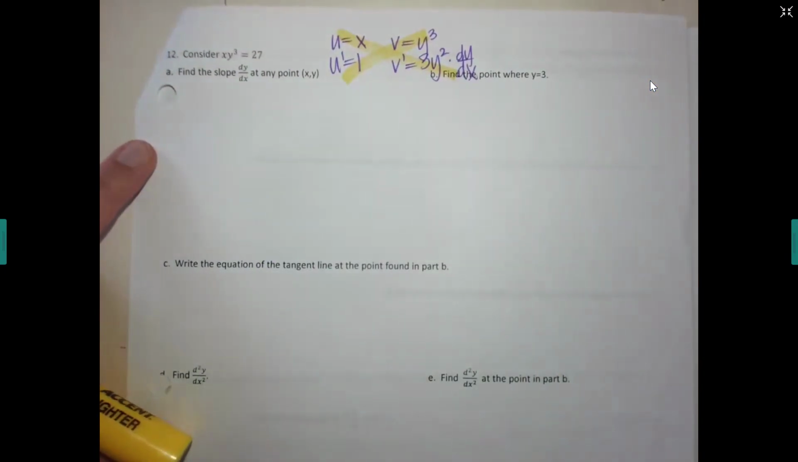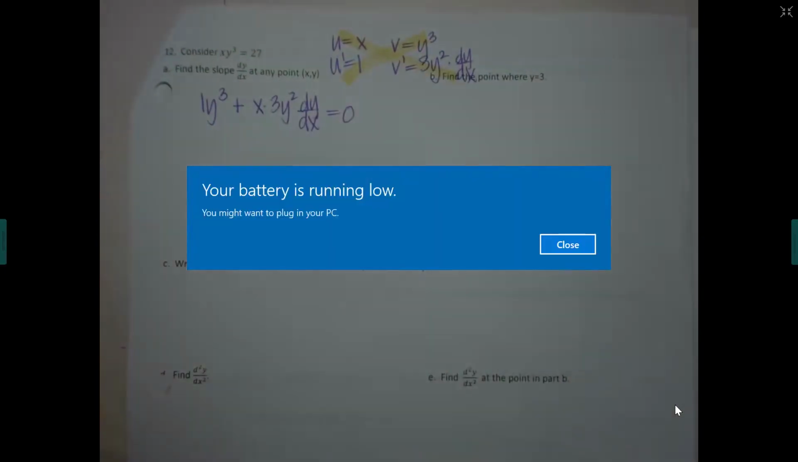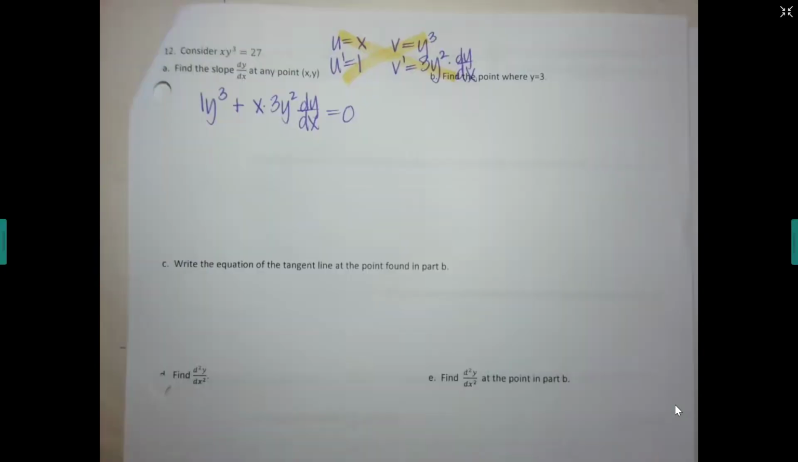Will it still equal 27? After I take the derivative, it'll equal what? 0. So I have 1y cubed plus x times 3y squared dy/dx. All right, from here, I actually was kind of plugged in. I just didn't quite get it all the way in.